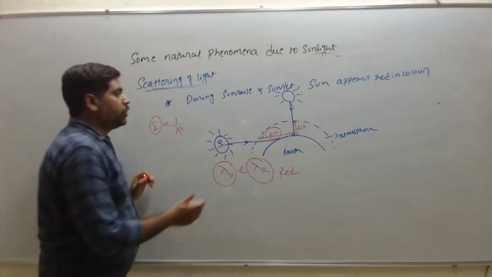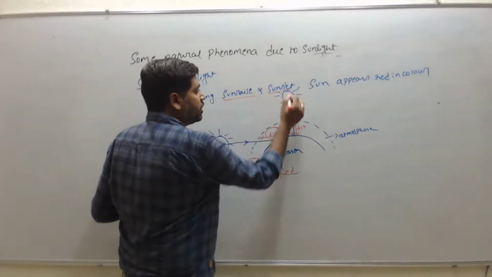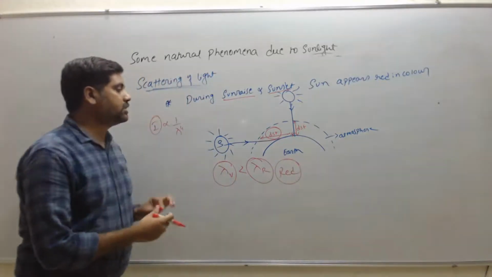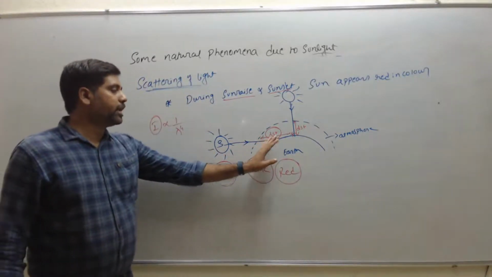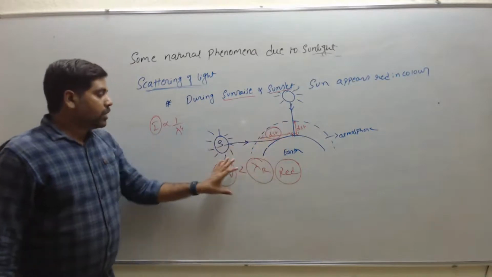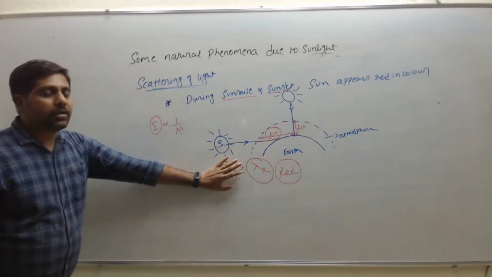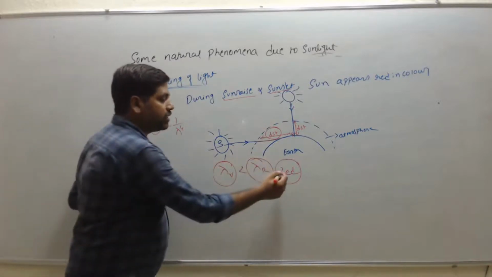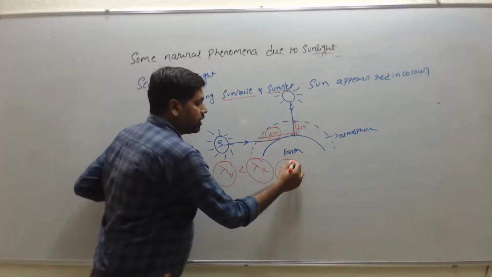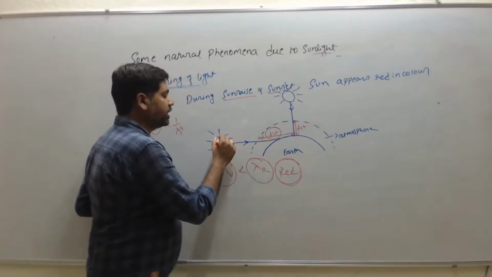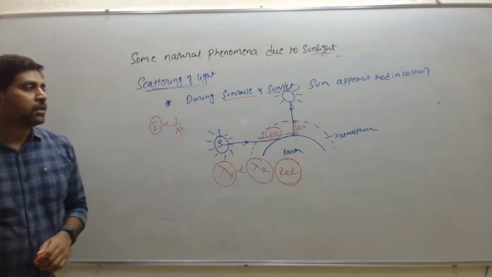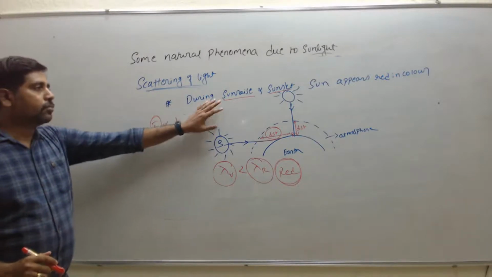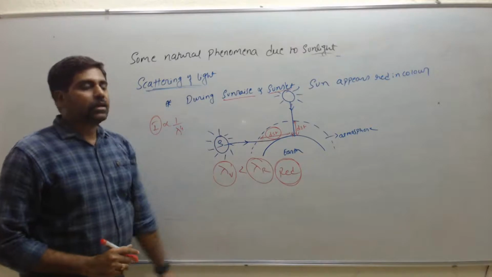That's the reason during sunrise and also during sunset the sun appears red in color. The distance traveled by the sunlight in the atmosphere is more, hence the shorter wavelengths are scattered, and the unscattered light is only the red color. Hence the red color appears during sunrise and also at sunset. So this is about the phenomenon of the sun appearing red in color.